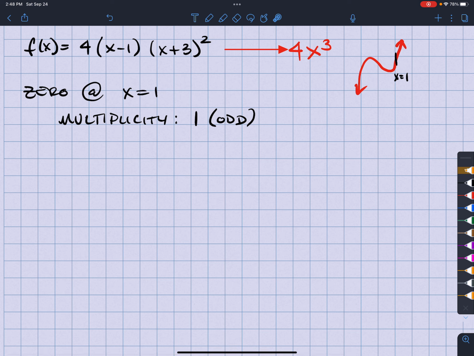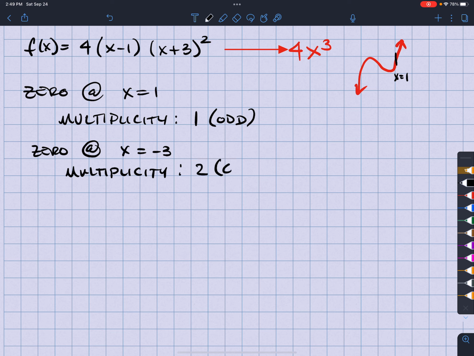Let me see. I have another 0 at x equals negative 3, right? The multiplicity of that is 2, which is even, means that it is going to touch the x-axis. So this is going to go through the x-axis, and this is going to touch it.